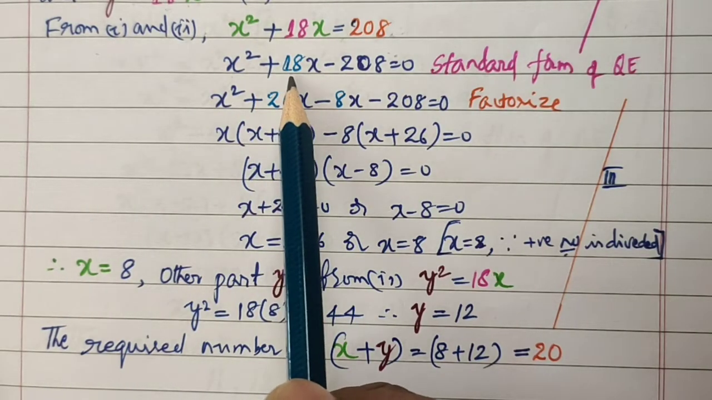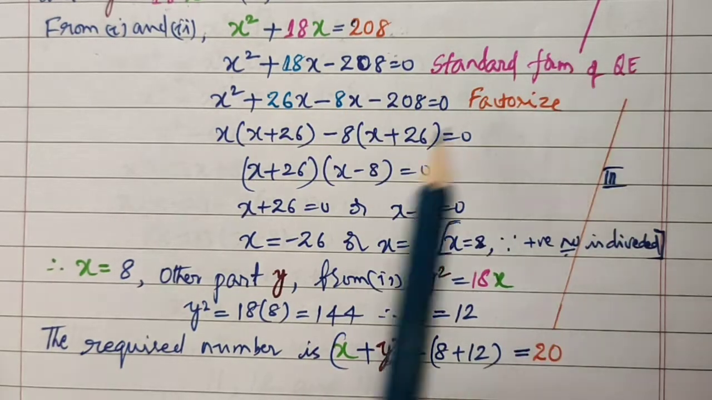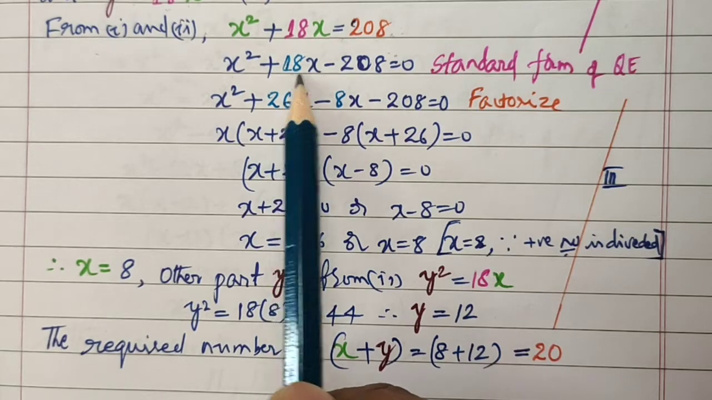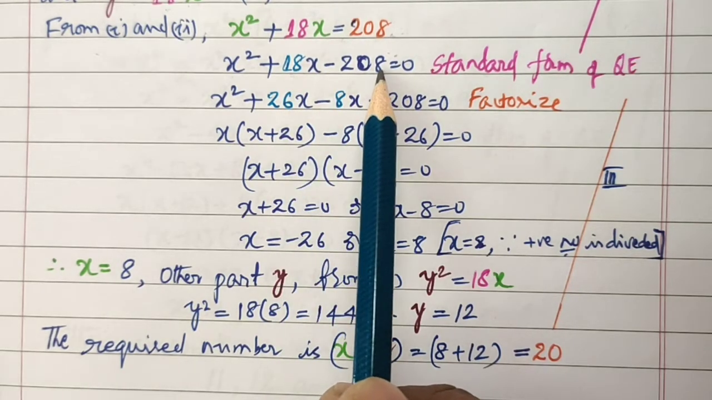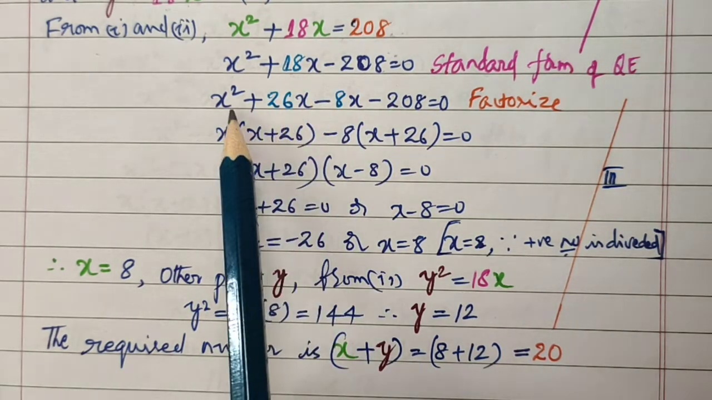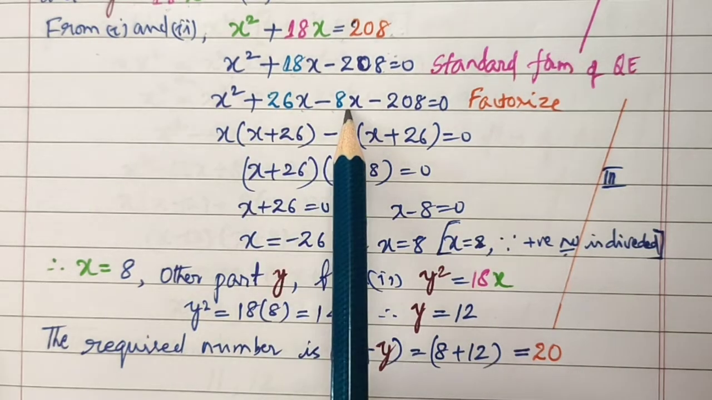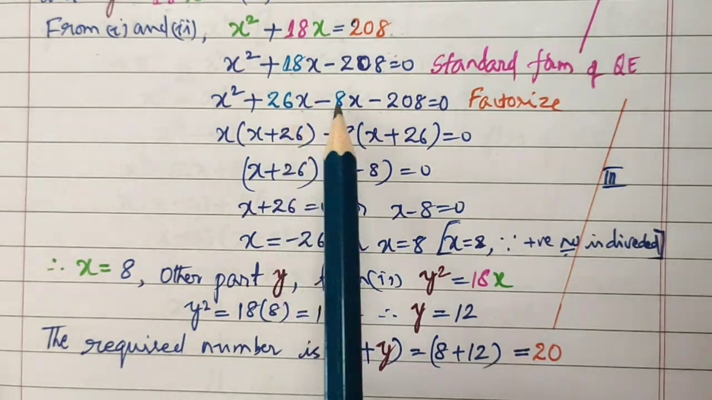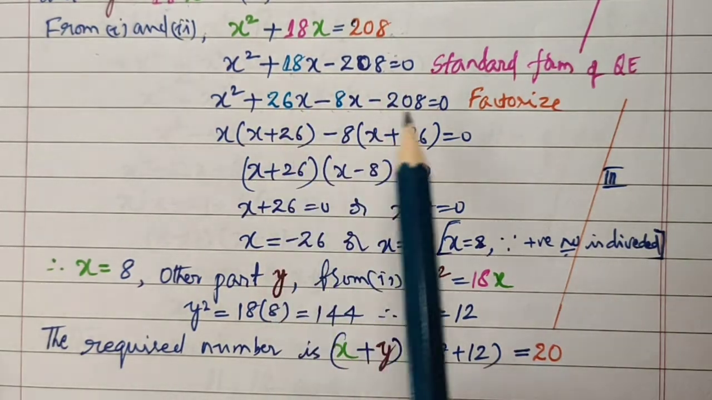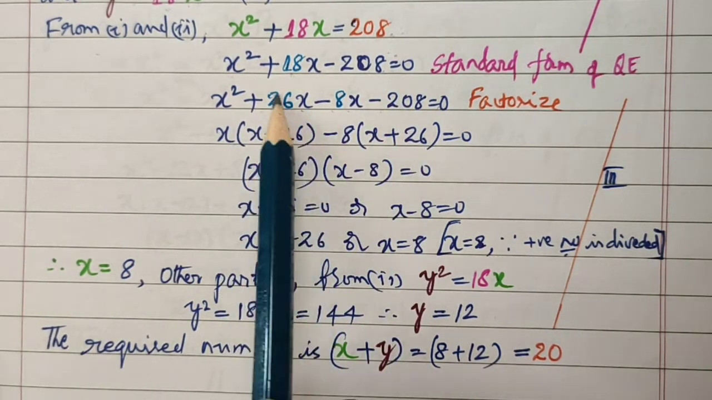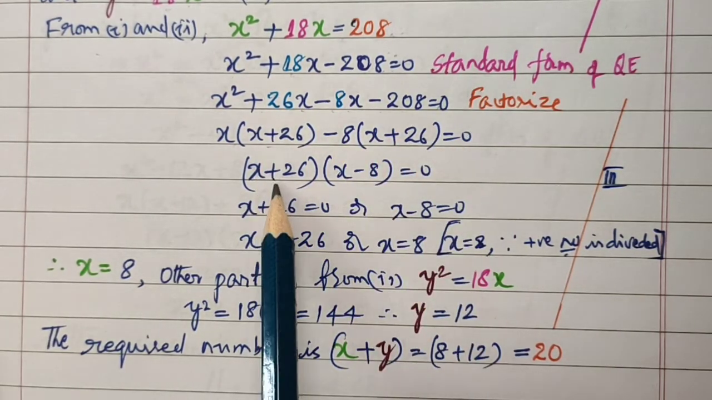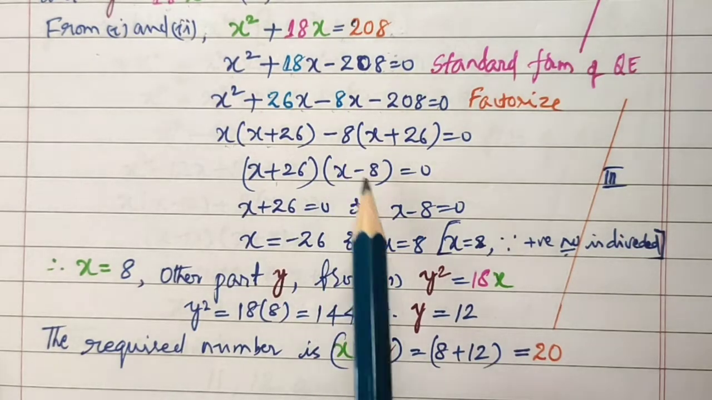x square plus 18x minus 208, this is the standard form of the quadratic equation. Split this 18x in such a way that when you add you get 18x, and when you multiply you get minus 208. Then it has to be plus and minus. x square plus 26x minus 8x minus 208. When you add these two, you get plus 18x. When you multiply these two, you get minus 208. Then take x common, x plus 26, minus 8 common, x plus 26 equal to 0. x plus 26 as common, left out is x minus 8 is equal to 0.